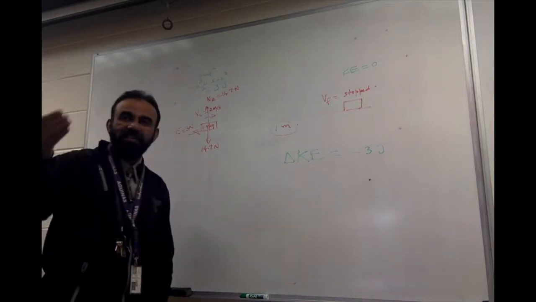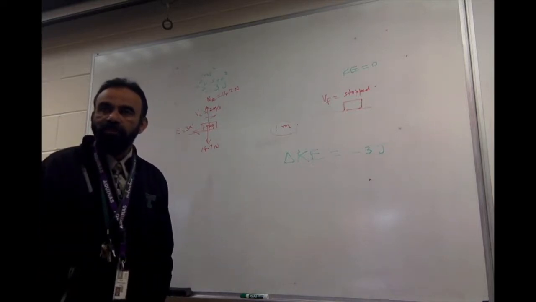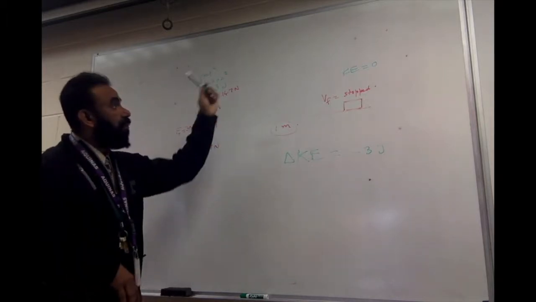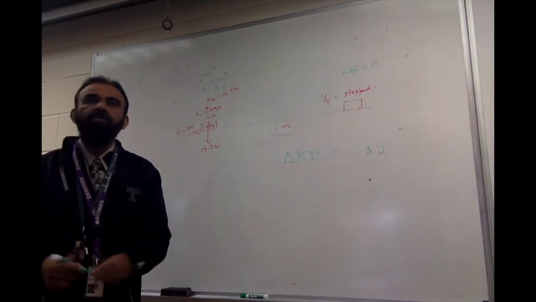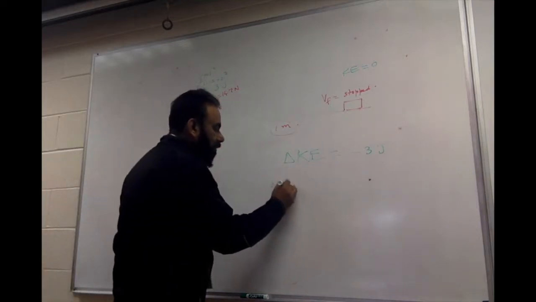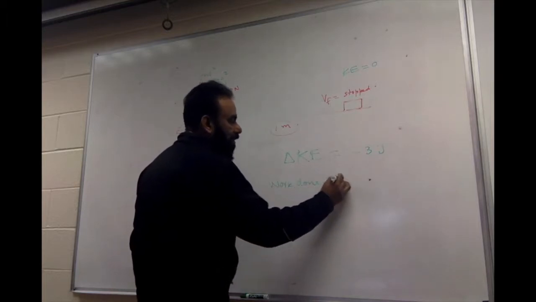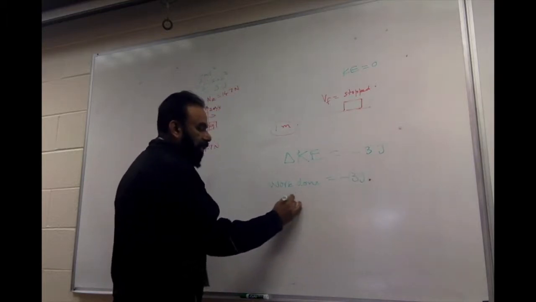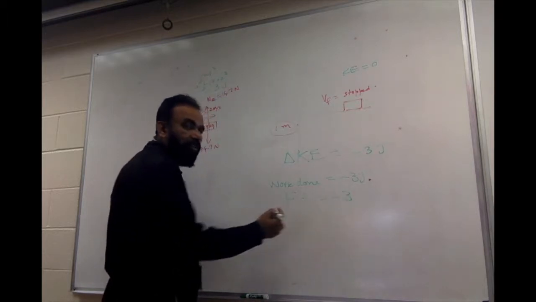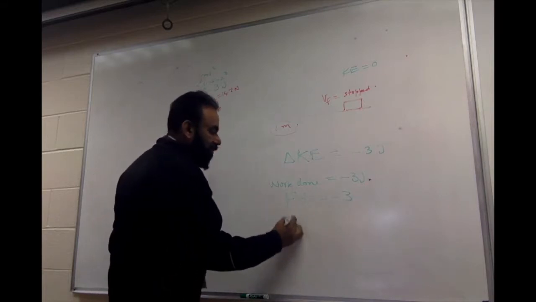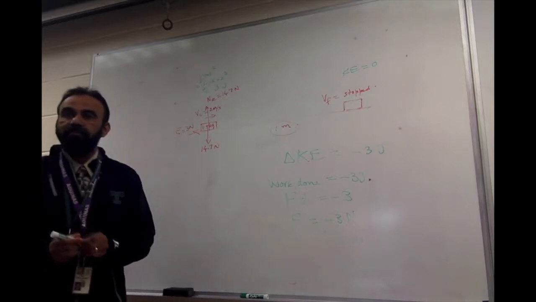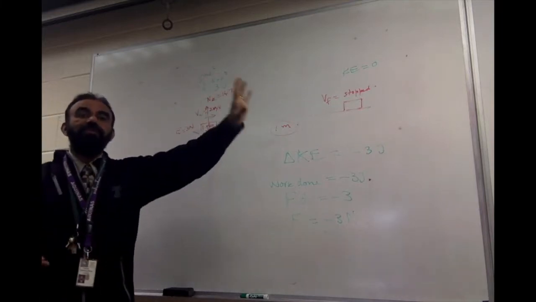And what did I say the change in kinetic energy is due to? Work done. Work done is supposed to be the change in kinetic energy. So who's doing the work here? Friction is doing the work. So work done, in this case, is negative 3 joules. And you know the formula for work done is force times displacement, which is equal to negative 3. And you know displacement is 1 meter. So what is force? Negative 3. See, we got to that force straight away instead of using equations of motion.